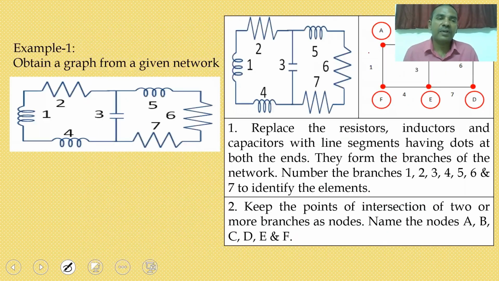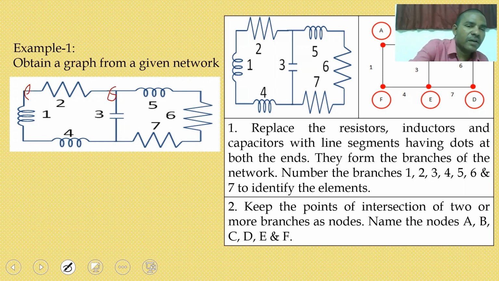Now coming to the example. For the given network you are drawing a graph. Here how many elements are there? 7 elements are there. First you have to name the branch elements: 1, 2, 3, 4, 5, 6 and so on. If 7 elements are there, then you get 7 branches. And how many nodes are there? Node A, node B, node C, node D, node E, node F. So we have 6 nodes. I am naming them A, B, C, D, E, F. Okay, so this is a graph for a particular network.